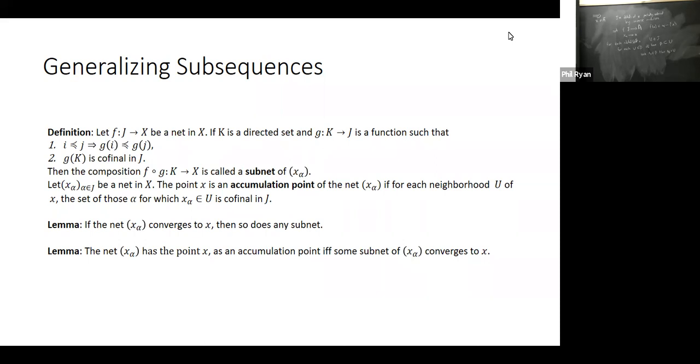For the subnet, because it's cofinal, it's also going to have the same property, that there's going to be some upper bound such that whenever elements in K are bigger than that, they're also going to be in that same neighborhood. And that's going to happen because it happens in J. g of K is cofinal in J, so there's something in g of K which is bigger than that thing there. And so everything in that subnet is going to be in that neighborhood whenever it's bigger than that. Okay, I think that's where I'll stop.